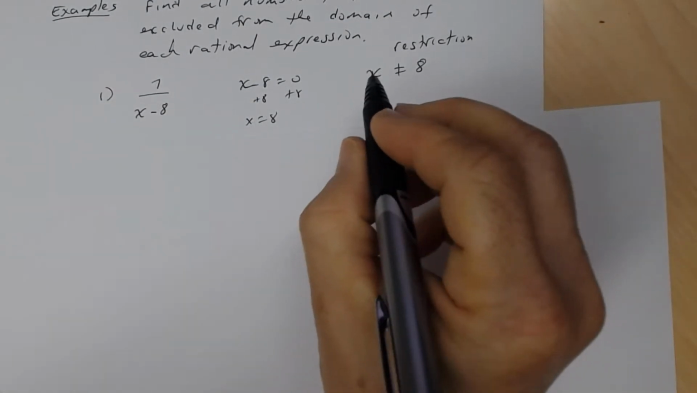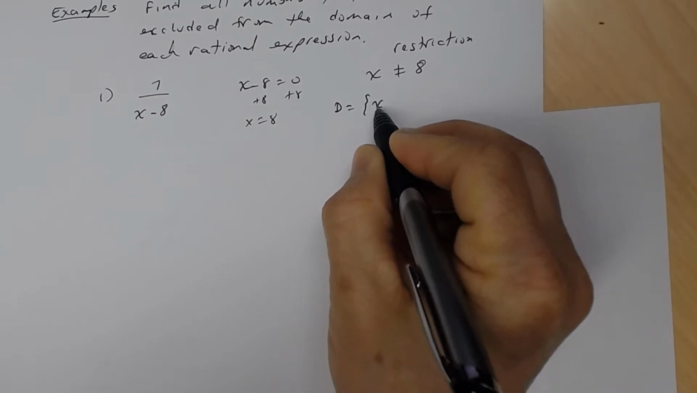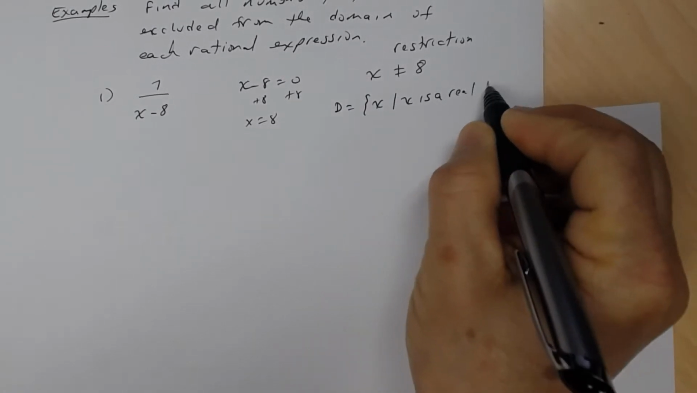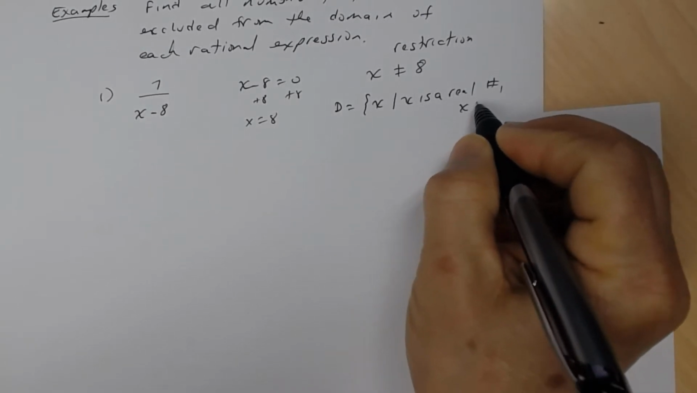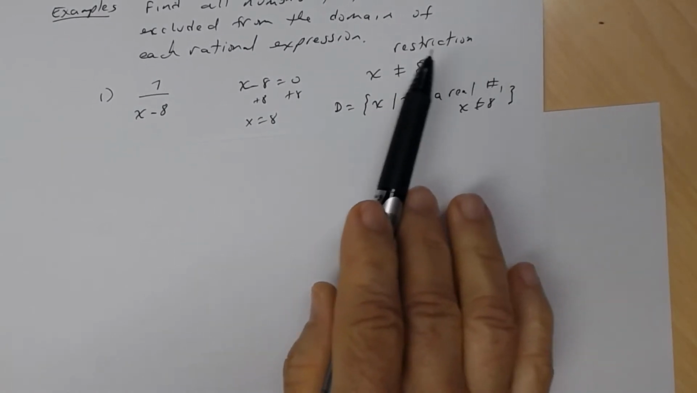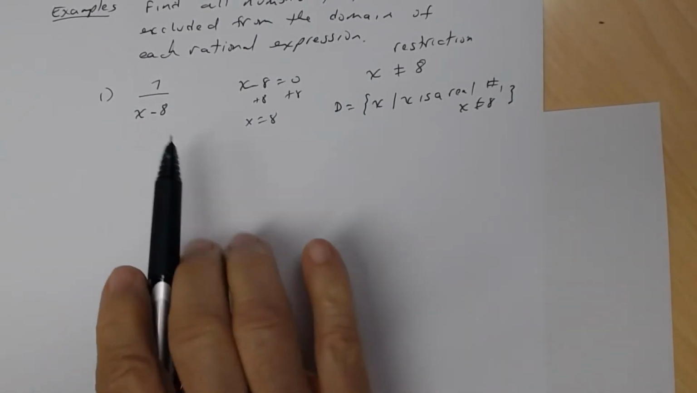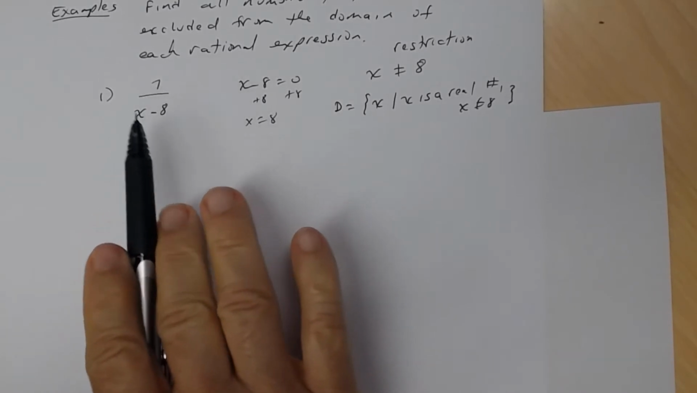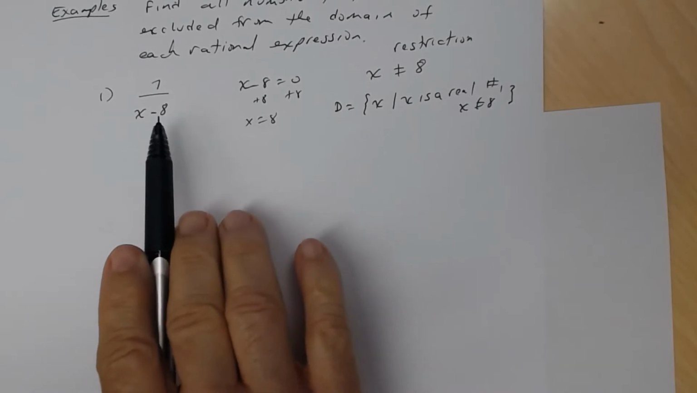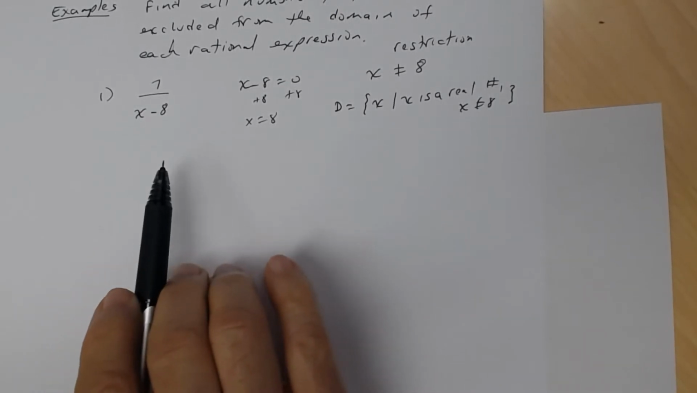So remember in the previous course when you had to find the domain, you'd say the domain equals the set of x's such that x is a real number, and then x cannot equal 8 though. You may recall that. But for the restriction purposes, you would just say that x cannot equal 8. So x can be any other number but 8, because when I substitute 8, I get 7 divided by 0, which is undefined.